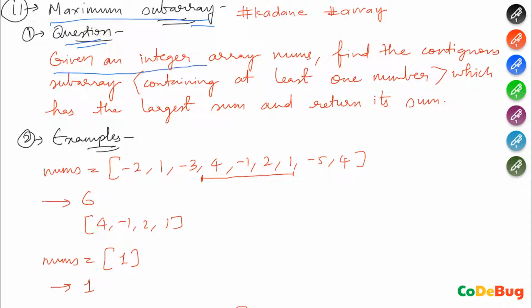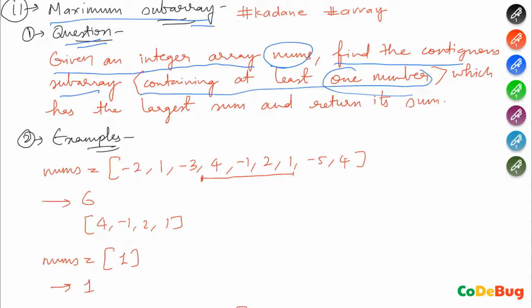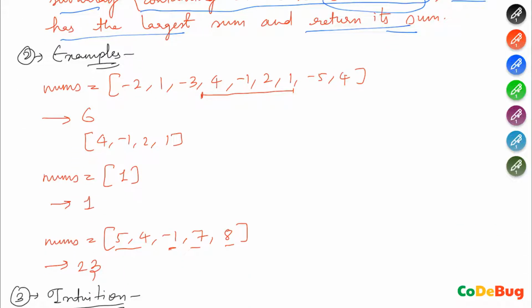We have been given an integer array called nums, and we have to find a contiguous subarray, which should have at least one number, and which has the largest sum, and then we have to return its sum. So this is what the question is. Let's go through a few examples to understand what the question needs as output.